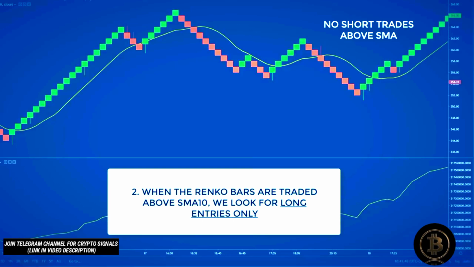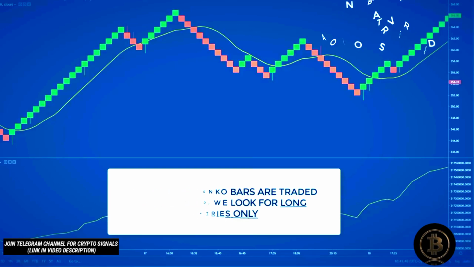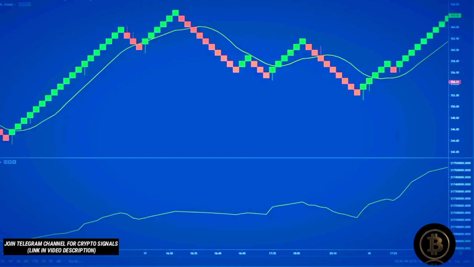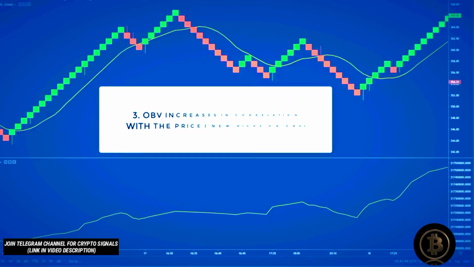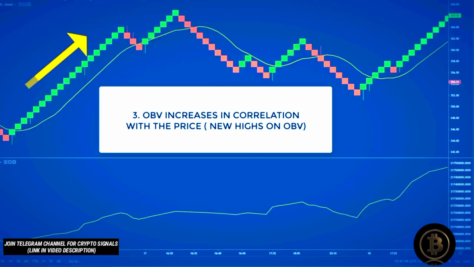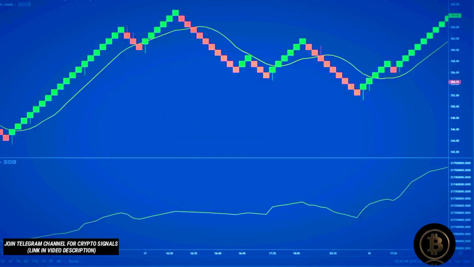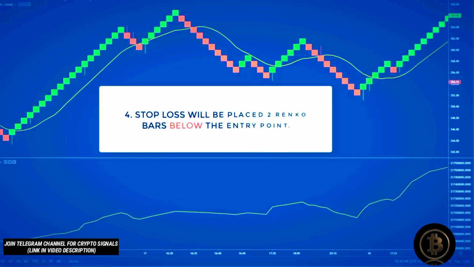We filter the signal with the on-balance volume. We look for a new high in the OBV, which indicates that the buyers are stronger than sellers and the price is likely to increase. When OBV increases in correlation with the price, the upward trend is confirmed. Stop loss will be placed 2 Renko bars below the entry point.